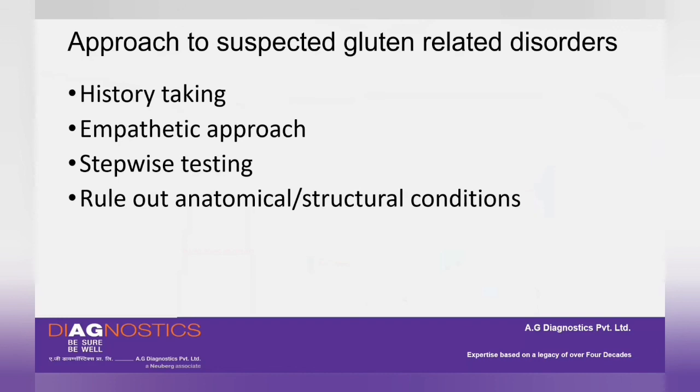Very important to have an empathetic approach, because like I said, most of these irritable bowel syndrome patients are very, very uncomfortable, but they have been classified as anxious patients, stress related, due to irregular timings of meals and sleep. So they have been kind of ignored. So instead, we have to have a good history taking and an empathetic approach towards them, and then do a stepwise testing. Of course, we have to rule out anatomical and structural conditions. The clinicians will usually rule these out with ultrasound or other radiological investigations or scopies.